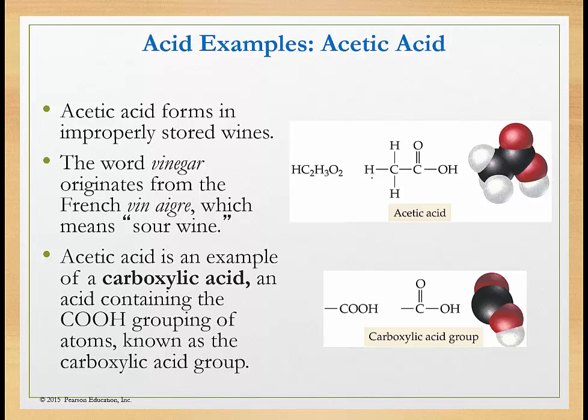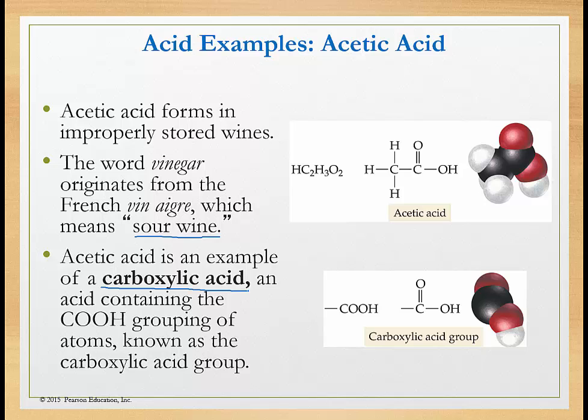Acetic acid forms if you improperly store wines or if you intentionally let wine go bad. It forms acetic acid, which is also known as vinegar. The word vinegar actually comes from the French term for sour wine. So when wine goes sour, it produces this acetic acid, which we get as that distinct sour flavor on the tongue. Now, acetic acid is a form of what is known as a carboxylic acid.